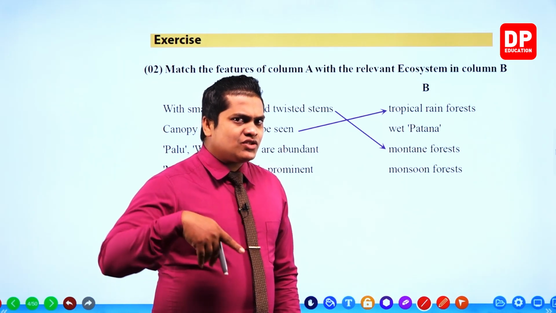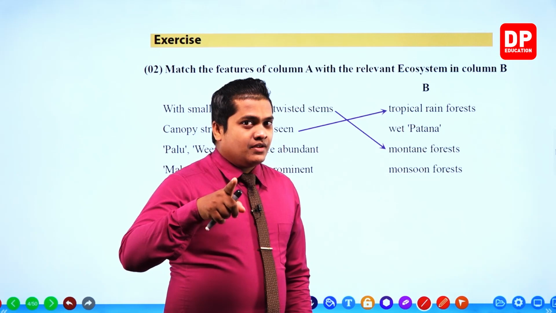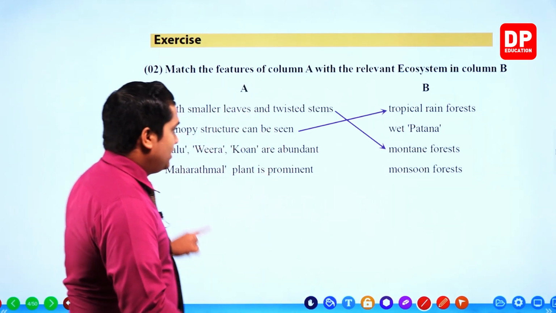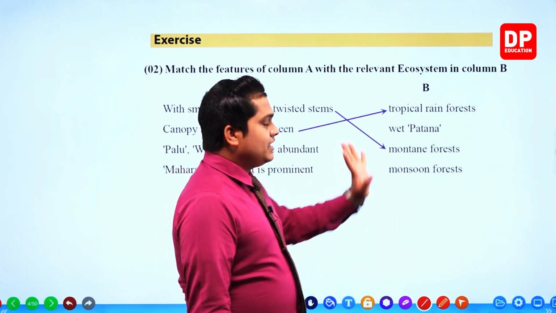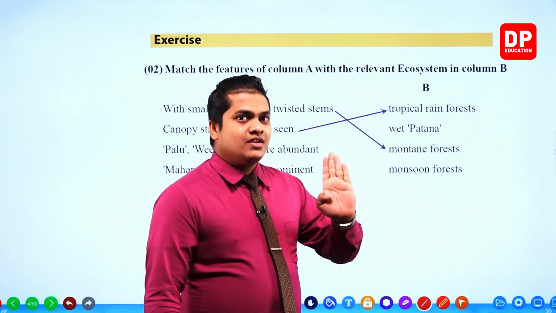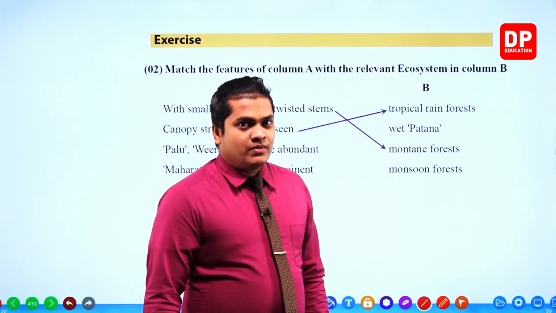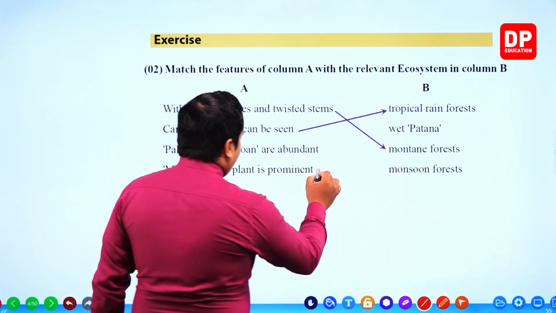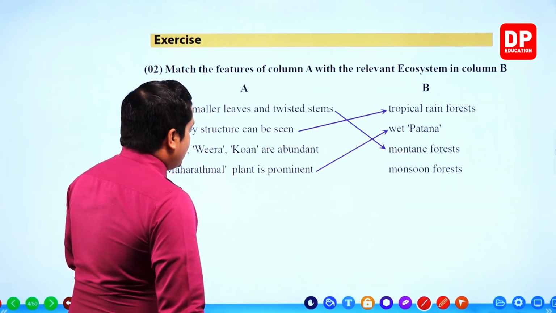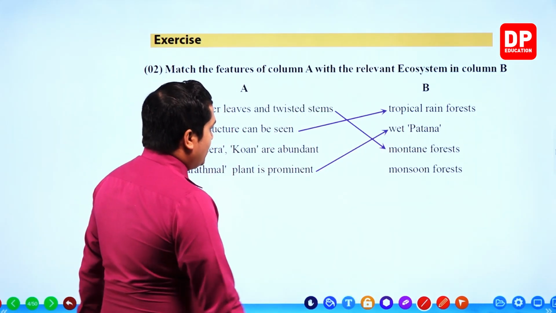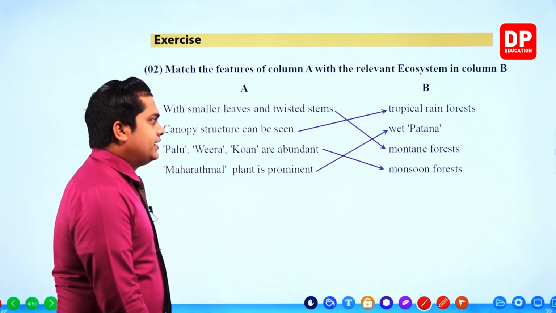So my plan is to go for the next one, that Maharatmal plant one. Can you remember? Maharatmal plant is prominent in wet pathana grasslands. So my dear children, we know that Maharatmal plant is prominent in wet pathana. So therefore Paluvira and cone are abundant in monsoon forest. Right?